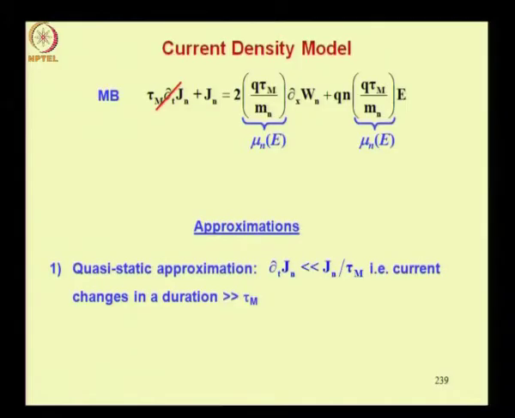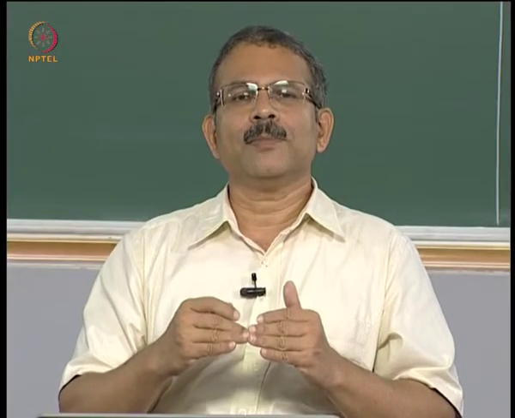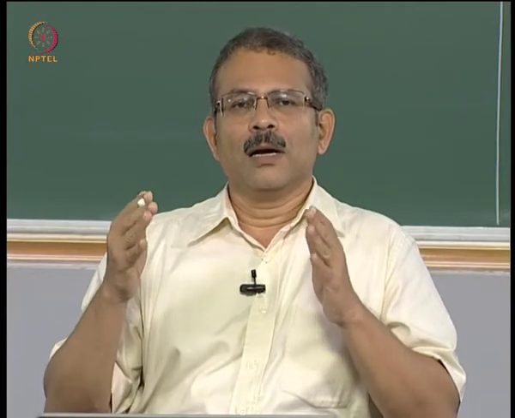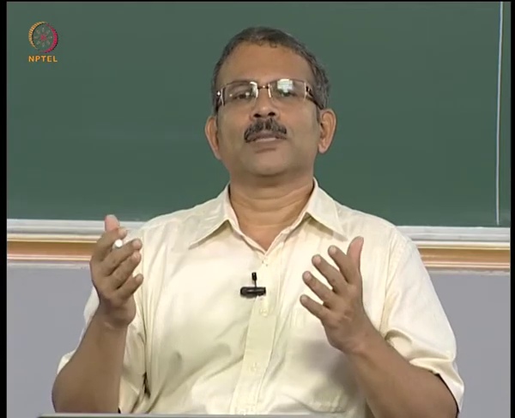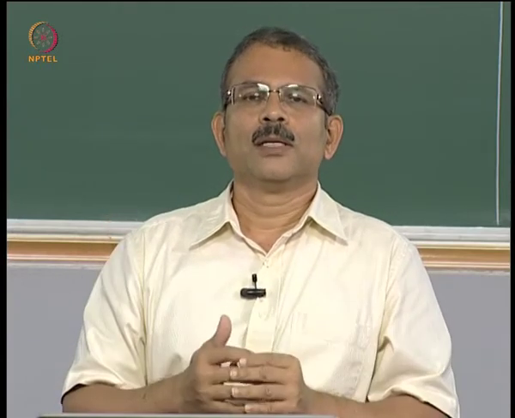So the simplest term that you can compare with to get a feel for what this approximation means is Jn. When we say tau m dou Jn by dou t is much less than Jn, it means the current changes in a duration much greater than tau m. So long as your changes in current density happen in a time much more than fractions of picoseconds, this will work. So this goes to fairly high frequencies.